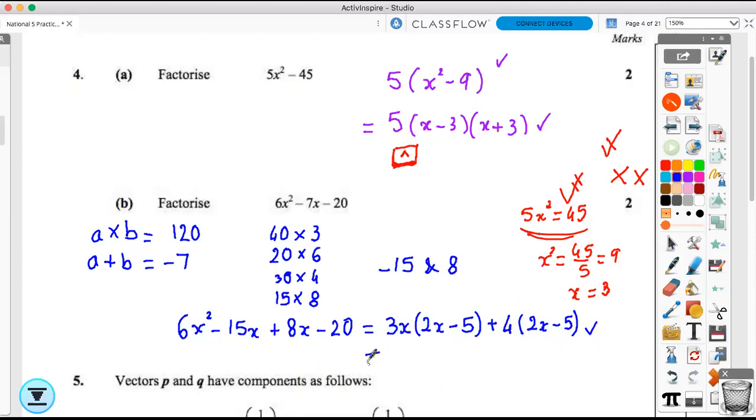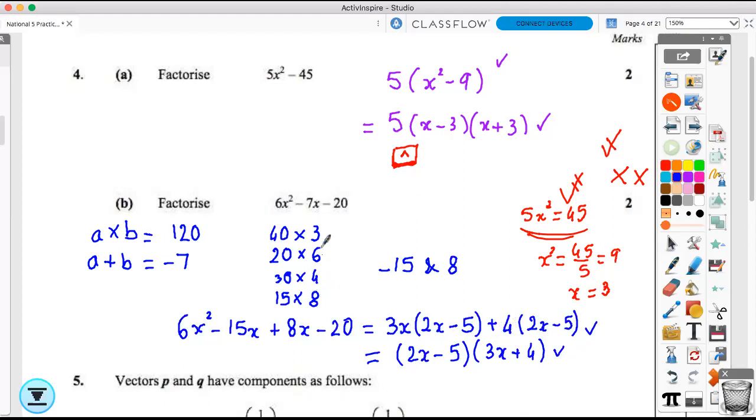And then your second mark, now you can just factorize by using 2x minus 5 or 3x plus 4. It's up to you, whatever way. So you've got 2x minus 5 times 3x plus 4. Okay, that gives you your fully factorized answer and your working.